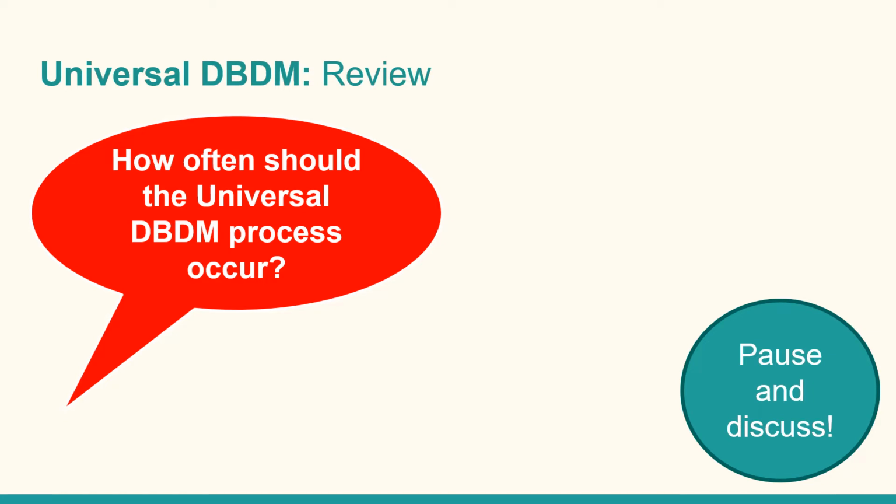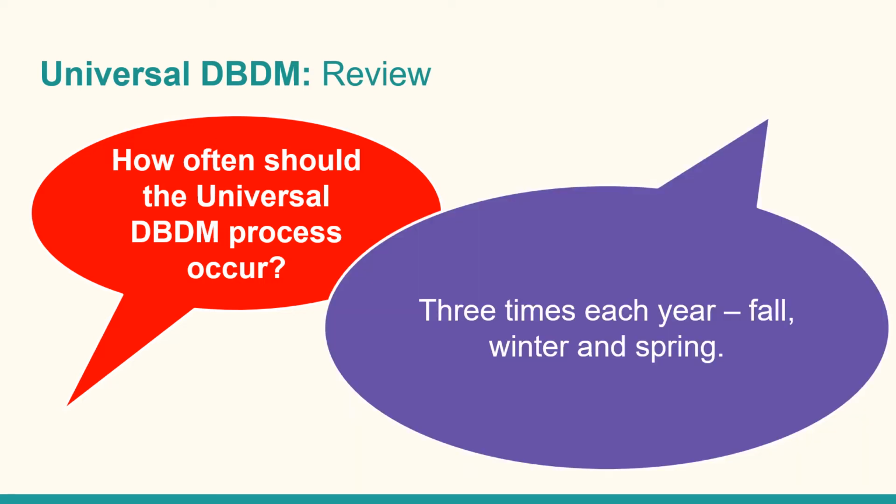How often should the Universal DBDM process occur? Pause and discuss. Benchmark assessments should be administered and the data reviewed 3 times a year. In the fall, to get baseline scores and determine needed interventions. In the winter, to get an update on student progress and to determine if there are additional students in need of intervention. And in the spring, to determine where students ended the year and provide data helpful in monitoring the effectiveness of your school's IMTSS framework.